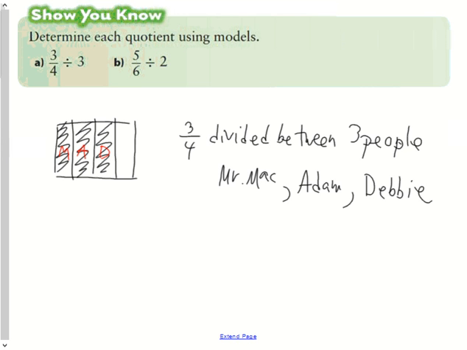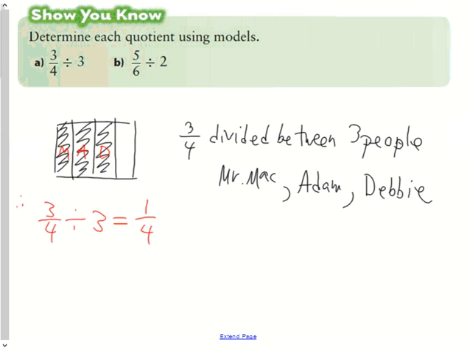So if I have 3/4 of a chocolate bar divided between three people, each person would receive a quarter of a chocolate bar. And that makes sense when you think about it, because if you have three pieces of chocolate, everybody gets a piece. How big is the piece? It's a quarter of a chocolate bar.